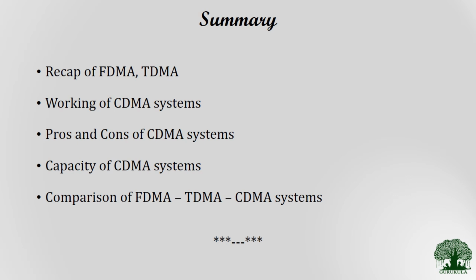So that is all about this particular video. Just to sum up, we started our discussion with a recap of frequency division multiple access and time division multiple access, and later we discussed the working of CDMA systems, where the diagram clearly explained how a CDMA system works. Then we discussed certain pros and cons of CDMA systems and the capacity of the CDMA system, where the equation we have shown decides the effective number of users that can be allowed to simultaneously access the channel. And finally, we have seen the comparison between FDMA, TDMA and CDMA systems with respect to their principle.